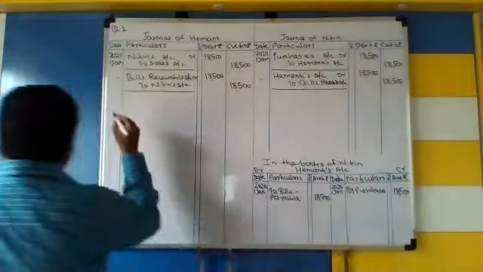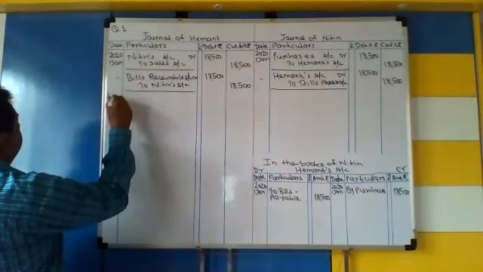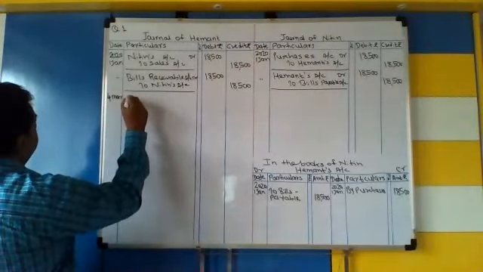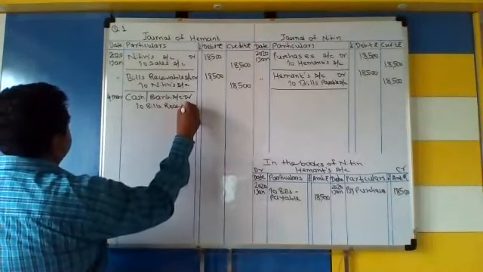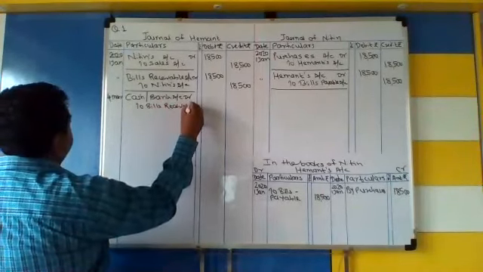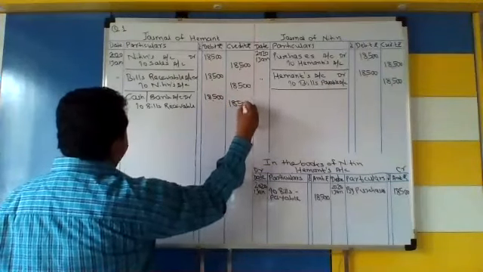On 4th March, what happened? Okay, look at the problem carefully. The bill is honored. It is given that on the due date, the bill was honored, duly honored. Duly honored, matlab on the due date it is honored. The entry for honor is a cash/bank account debit to bills receivable account. Amount is of course same, 18,500.